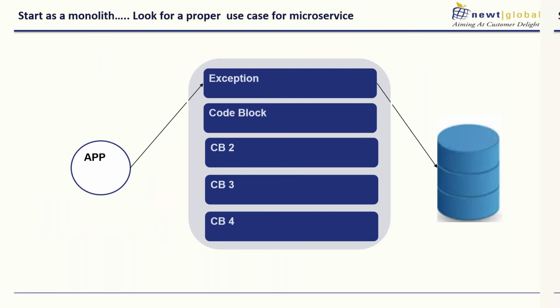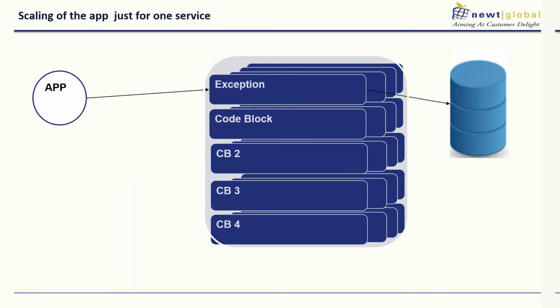So let me give an illustration. Let us say that I have an app which has several chunks of code as a monolith: exception handling, code block 2, code block 3, and code block 4. Every app has a common exception module for whatever goes wrong, and suddenly that becomes overloaded. So you decide to scale. The problem is, for that one exception module, you're scaling the entire application because it's a monolith. You don't have a choice, right?